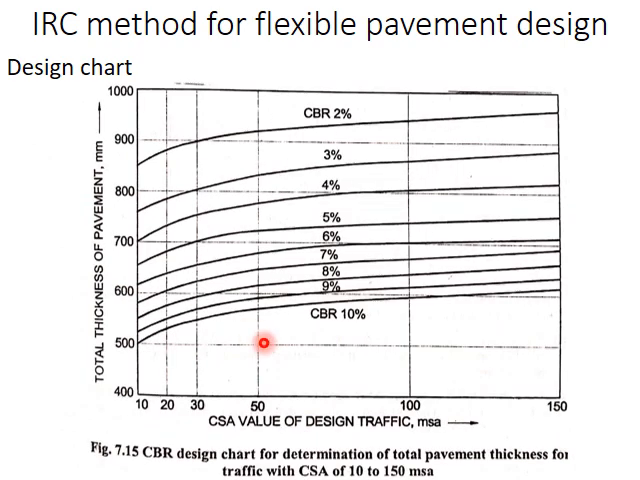This is the second chart for the CBR method, for cumulative number of standard axles in the range of 10 to 150 million standard axles. So for every value of cumulative number of standard axles, you can project it upwards, choose the appropriate curve for the CBR value, and project it to the y-axis to obtain the total thickness of the pavement.